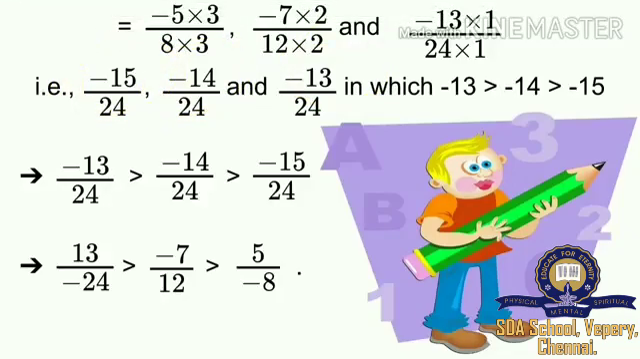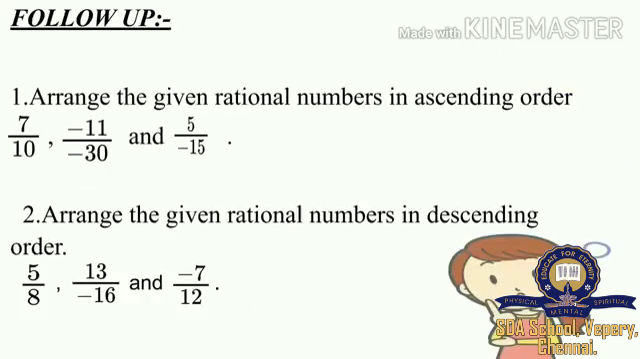Minus 13 is the greatest number, and then minus 14 and minus 15. So here minus 13 divided by 24 is greater than minus 14 divided by 24 is greater than minus 15 divided by 24. So in the given question we are solving in descending order: minus 13 divided by 24 is greater than minus 7 divided by 12 is greater than minus 5 divided by 8. I hope you all understand. And here is your follow-up work.